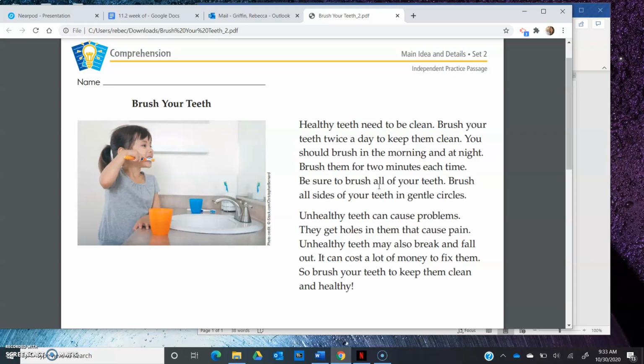Unhealthy teeth can cause problems. They get holes in them that cause pain. Unhealthy teeth may also break and fall out. It can cost a lot of money to fix them, so brush your teeth to keep them clean and healthy.